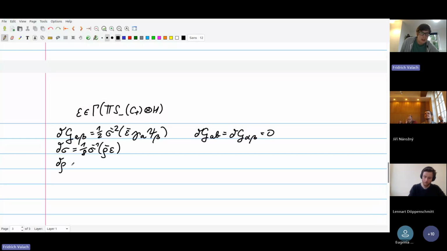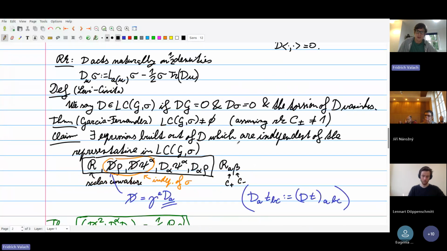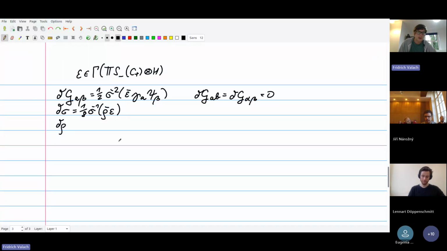I didn't say this before, but this thing should be an invertible half density, so sigma should be everywhere non-vanishing, everywhere non-zero. That's why I'm using this sigma to the -1, sigma to the -2. Then this thing is given by this, and what we figured out is that there is actually only one term that you can write here, and it has a coefficient like this.